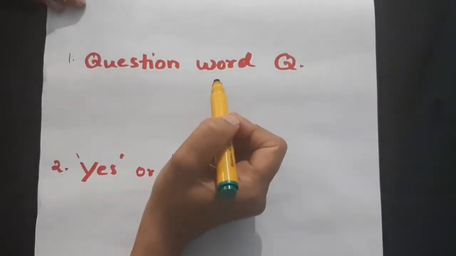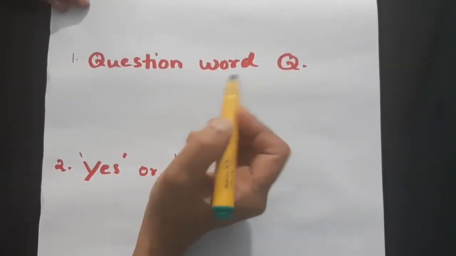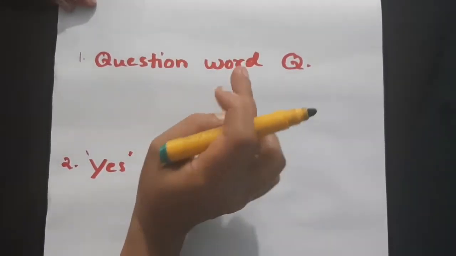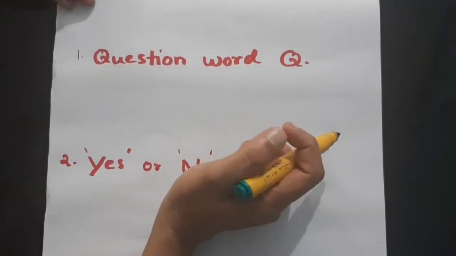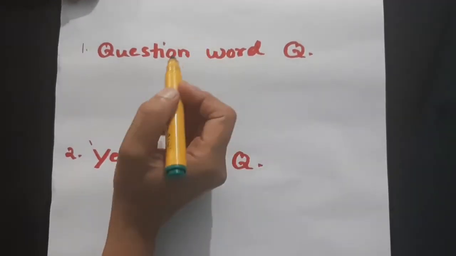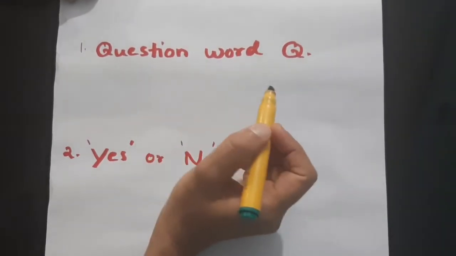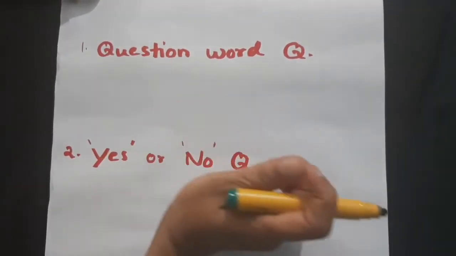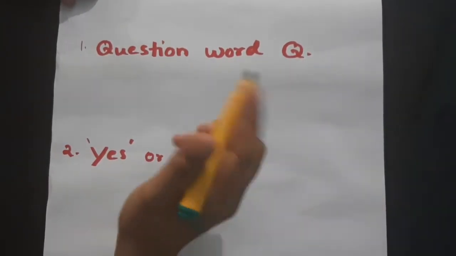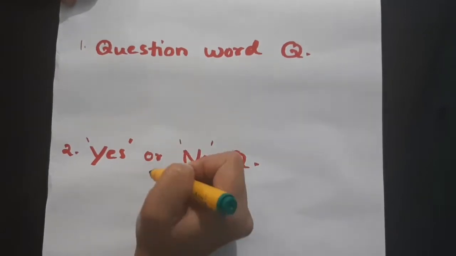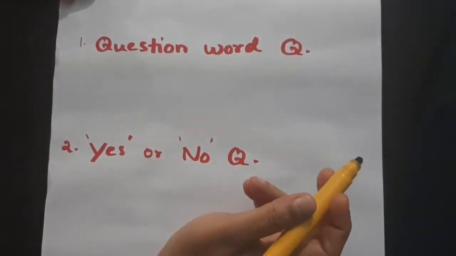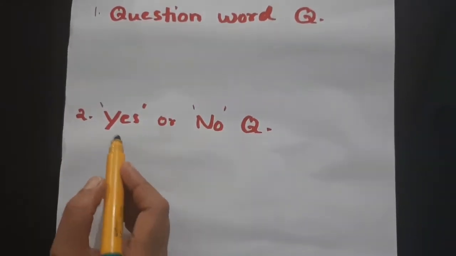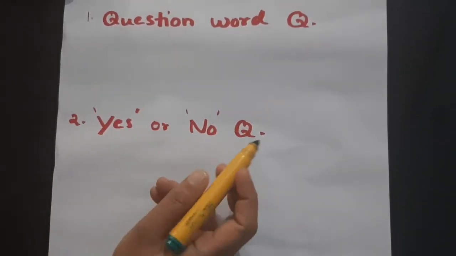Today we will discuss interrogative sentences. That is how to change questions to indirect speech. Okay, before going to the lessons, you must know some basic facts about questions. That is, there are two types of questions. One is question word question. Another one is yes or no question.